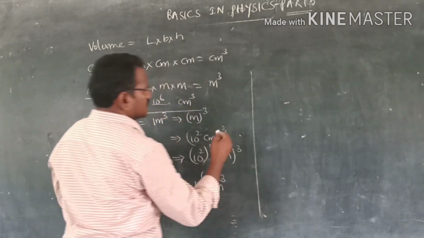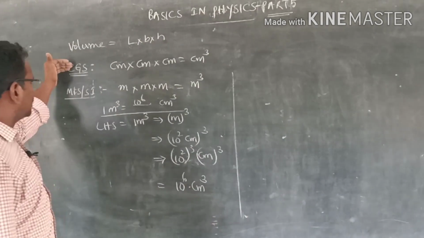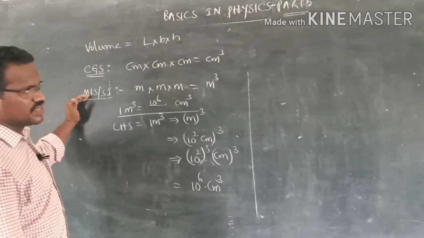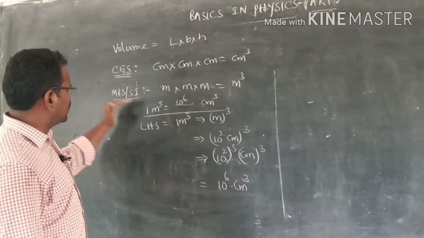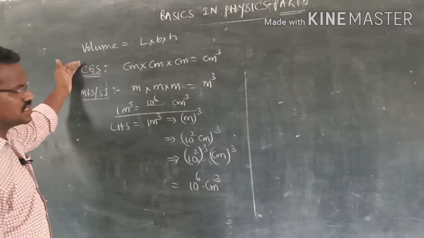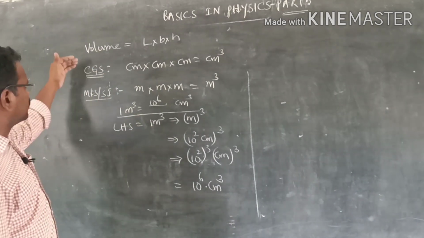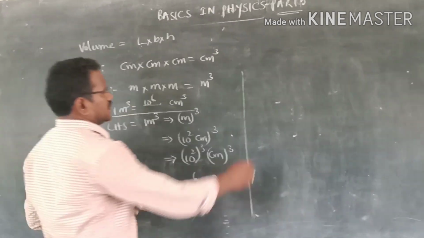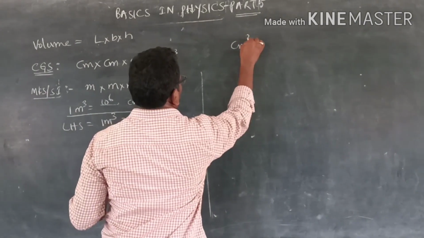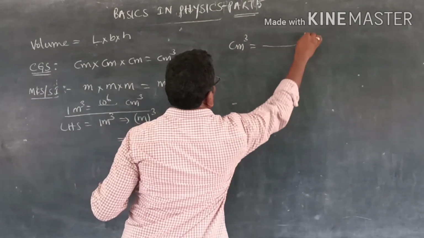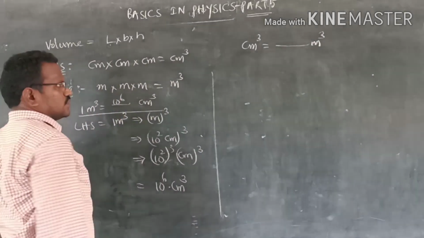In the next case, we give the relation between the CGS unit and the MKS unit. First we gave a relation between MKS and CGS. Next we are giving the relation between CGS and MKS. What is the CGS unit? Centimeter cube is equal to dash meter cube.